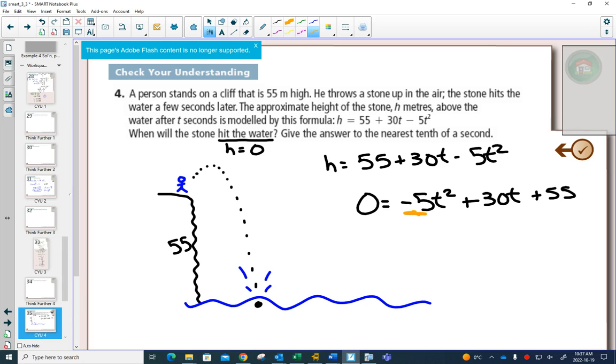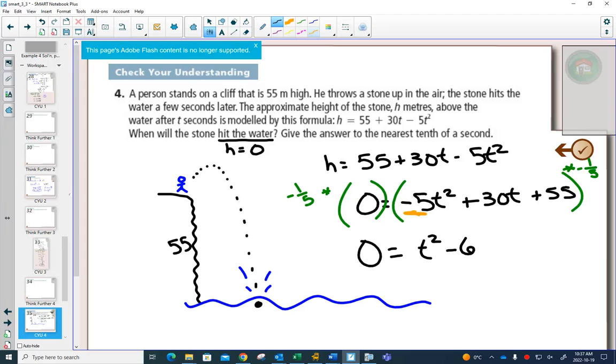So what would I need to do? Divide by negative 5, or take this whole side and multiply by negative 1/5, which means I also have to multiply on the other side. Sometimes we get lazy and don't show the multiply on the other side because it's such easy math to do to get 0. But if I multiply this by negative 1/5, you see that you would get t squared minus 6t, and then minus 11. Okay?